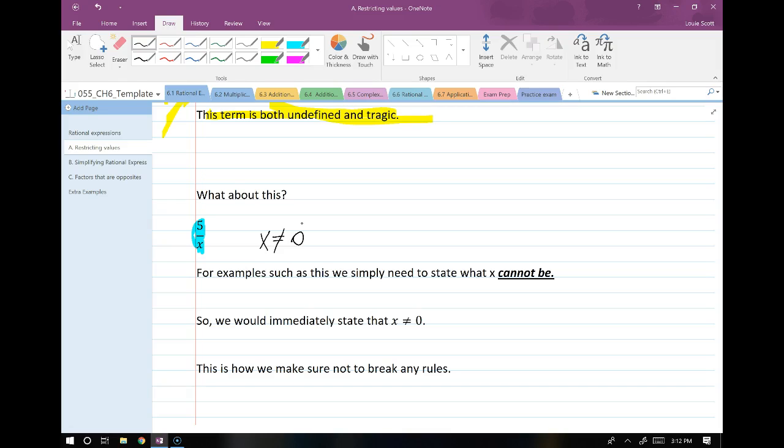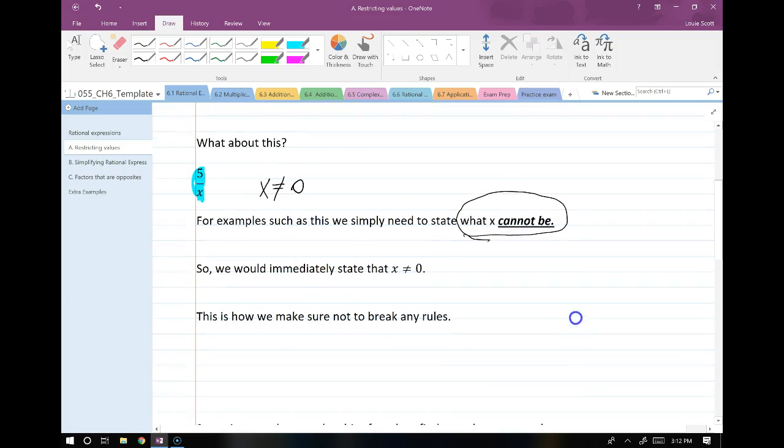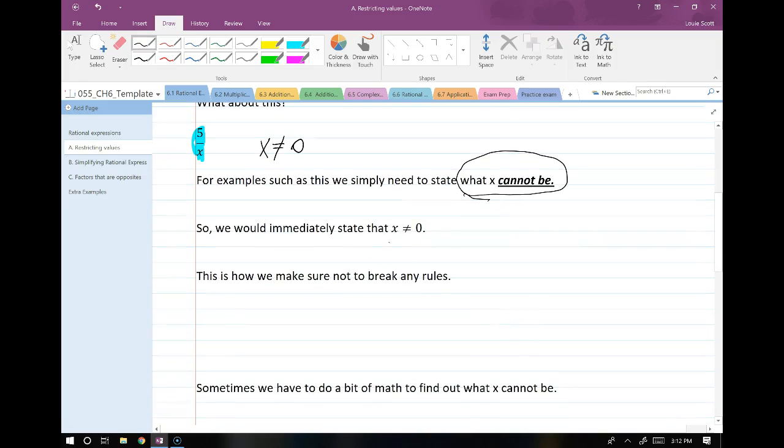Okay, and so when we restrict values, we're talking about what x cannot be. So for this one, like I said, we would say x can't be 0. And that way, we make sure that we don't ever break any rules.